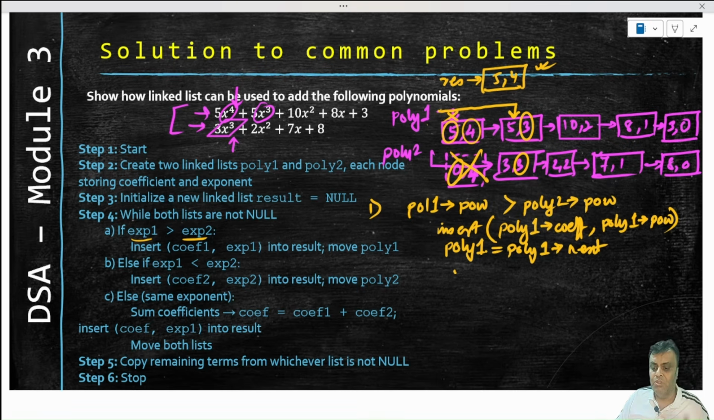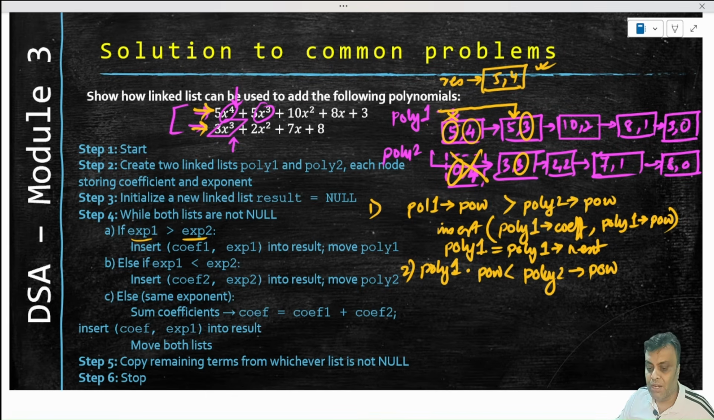Right? And suppose it was the other way around, that the power of this polynomial 1 was less than the power of this polynomial 2, which will not happen in our case. Because in this case polynomial 1 is this, polynomial 2 is this, never do we see the powers of polynomial 1 less than the powers of polynomial 2. It would have been the case if this was reversed. If this is reversed, then we'll have to make a case for that.